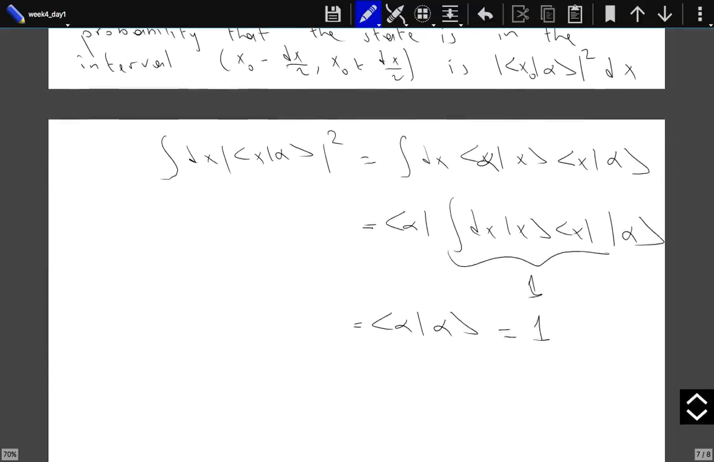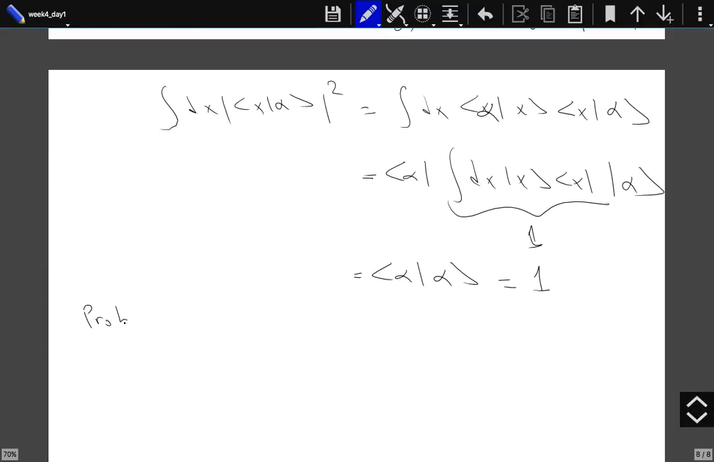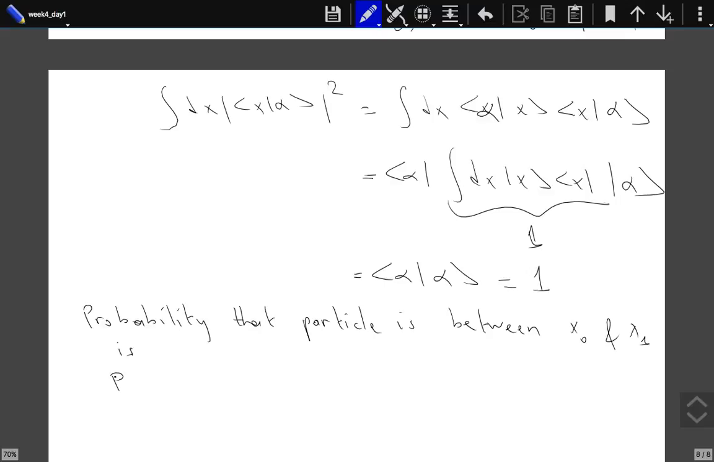So let's say the probability between x0 and x1, the probability of this interval, is equal to the integral from x0 to x1 of |<x|alpha>| squared, with x1 larger than x0.